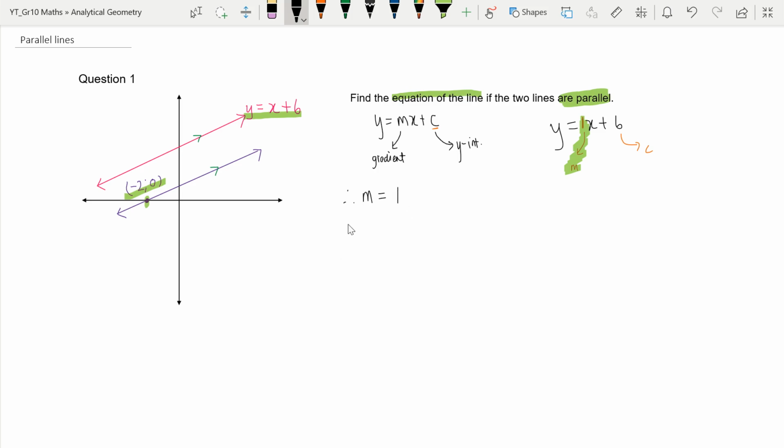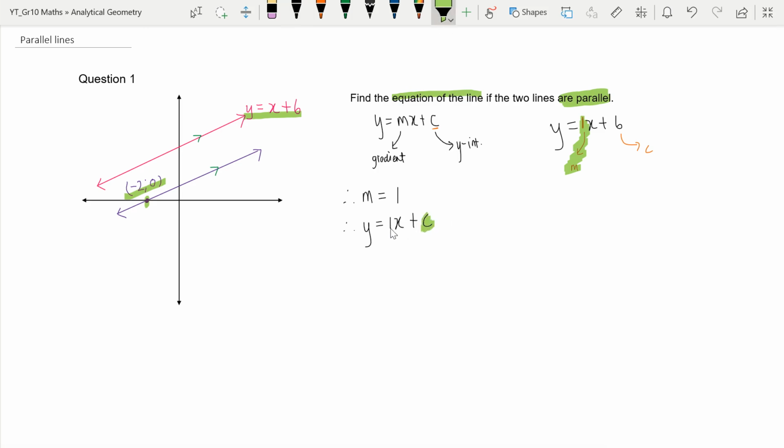So we can go substitute that in so long. So into the equation of our purple line, our m is 1, so I'm just going to plug it in like that for now. I'll leave it out in the next step. We don't have to show that. Plus c. We don't know what that is.